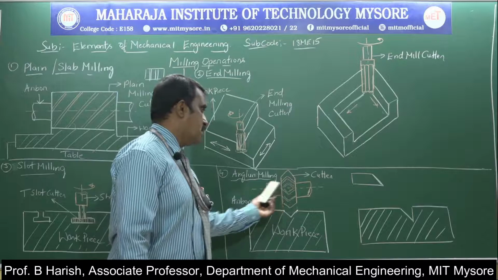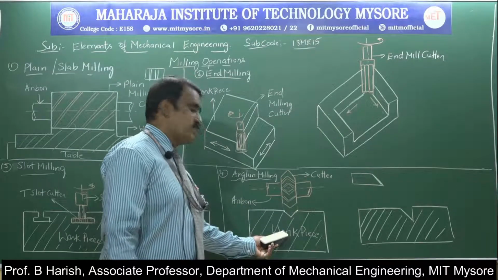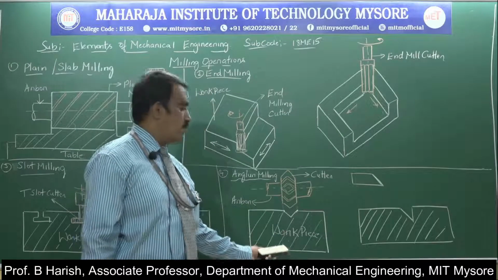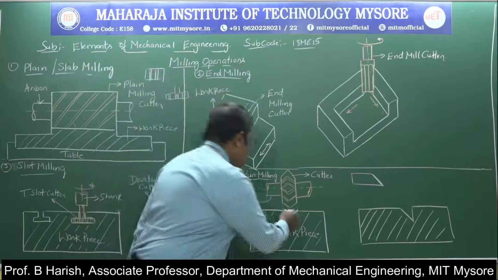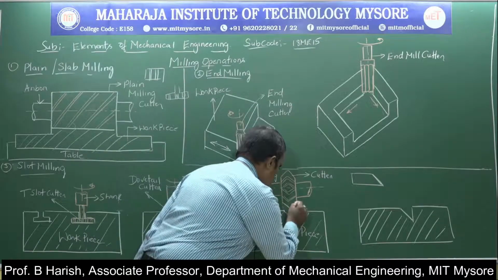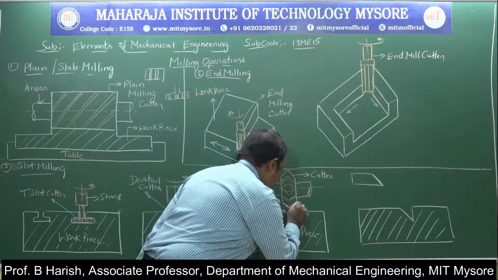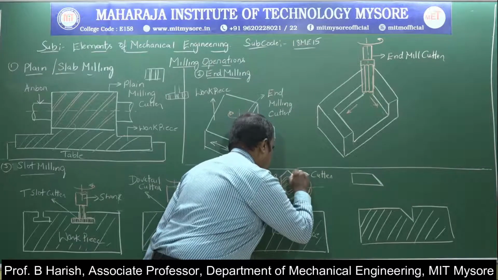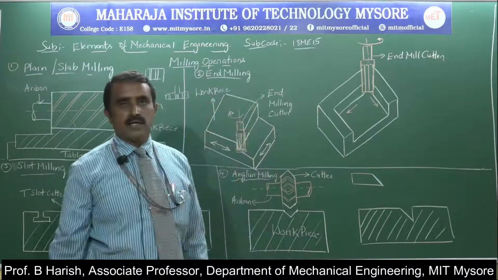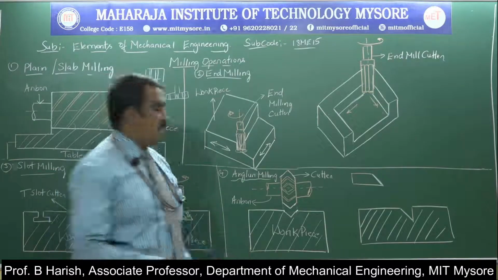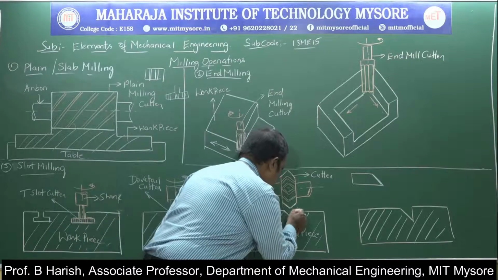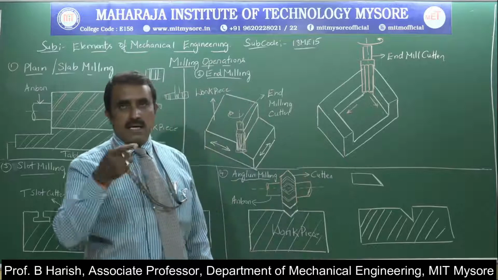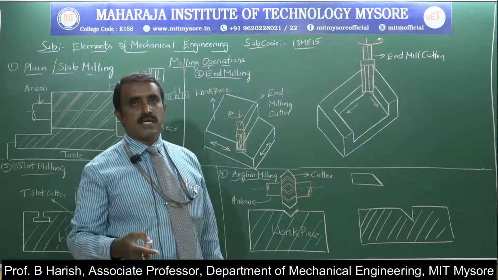The cutter is fixed here on the arbor, and the workpiece is fixed as usual on the table. The workpiece is moved. This is the shape of the V notch, so the cutter will be of the same shape. Very important: what should be the inclination of this V notch? The cutter edges should be of the same inclination.